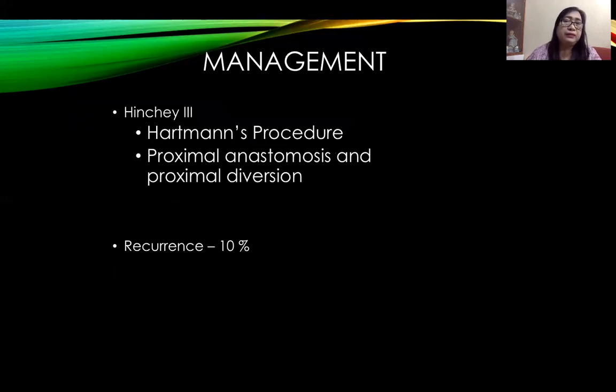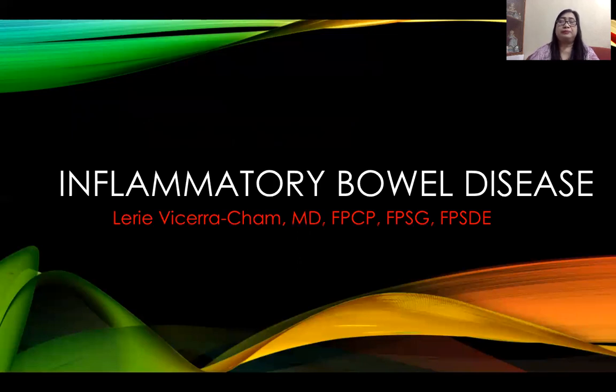Now the Hartmann procedure, so this means that there is proximal diversion of your colon. That is what we call Hinchey 3. But the recurrence of the problem happens in 10% of the patients. So after your diverticular disease, we go now to inflammatory bowel disease.